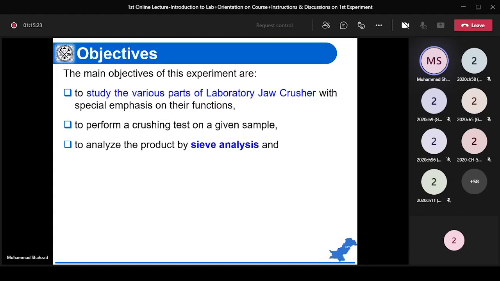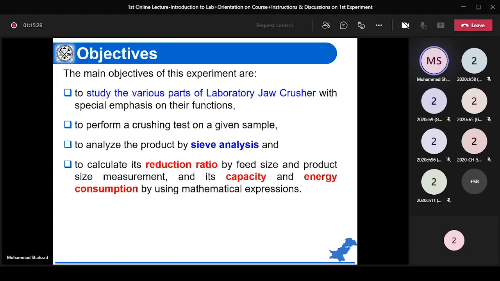And we are going to calculate the reduction ratio, capacity and energy consumption. Reduction ratio will be calculated by measuring feed size and product size, and the capacity and energy consumption will be calculated by using mathematical equations or expressions. So you are going to do it by yourself. I will just guide you, and I will explain how to calculate the reduction ratio. And these three are the performance indicators of the machine.